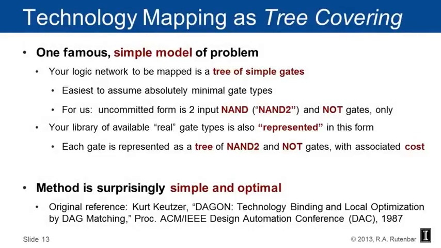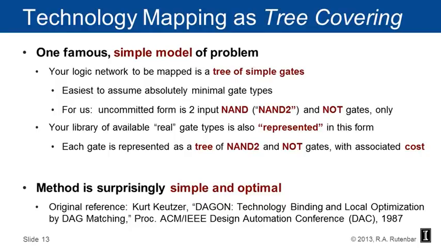So we're going to talk about a very famous model of the technology mapping problem, maybe the most famous model, a model called tree covering. Your logic network to be mapped is put into a particular form. It's a tree of simple gates. We've already seen the simple gates part. We've seen the NAND gate, NOT gate version of the logic from the previous lecture. It's easiest to assume an absolutely minimal set of gate types, so we're actually just going to assume 2 input NANDs and NOT gates. Makes our lives easiest to describe the structure of the problem.